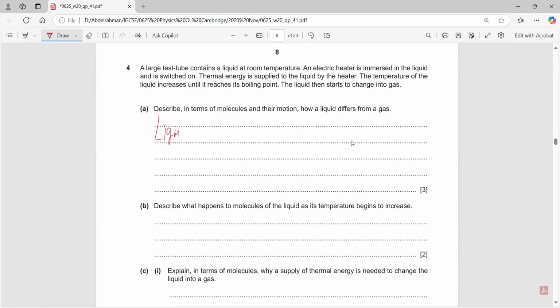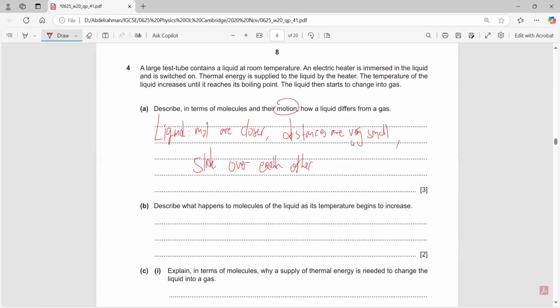In liquids, we can say that the molecules are closer. We can say that they're touching. The distances are very small. What about the motion? The motion of the gases is fast and random in all directions, but in liquids, they slide over each other.